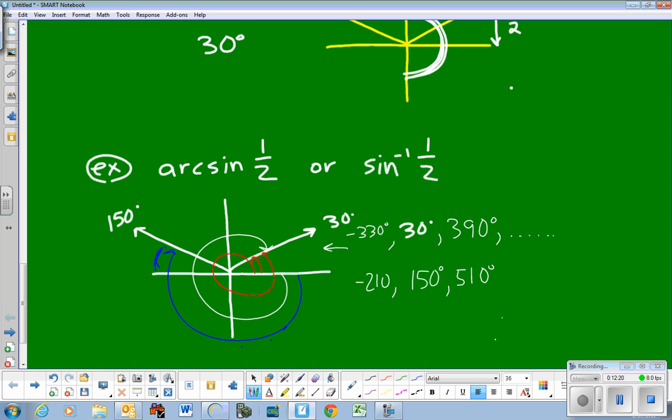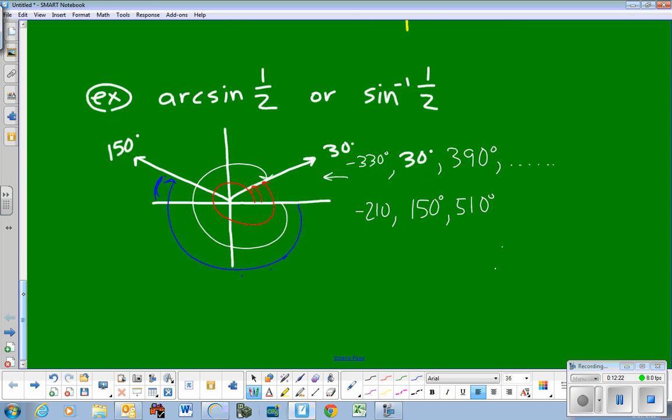Now, I want to represent those in a nice, neat expression, all right? So here's how that goes. Arc sine of 1/2 is 30 degrees plus 360 degrees times n. And it's understood, you don't have to write this every time, where n is any integer.